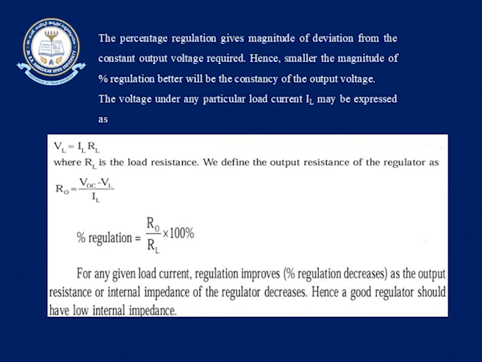According to the definition, the output resistance of the regulator, that is R naught, gives you (VOC minus VL) by IL. And also the percentage of regulation, from the above equation, you can easily substitute that, which gives you R naught by RL into 100%.